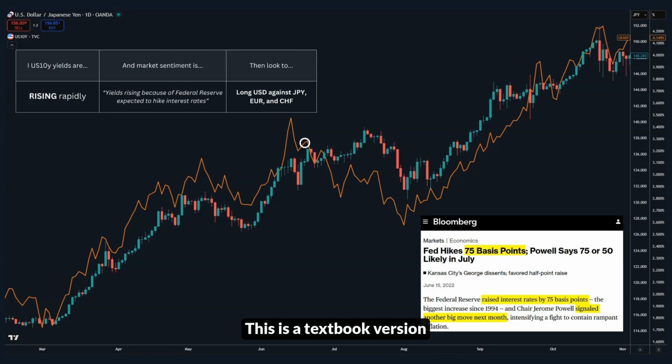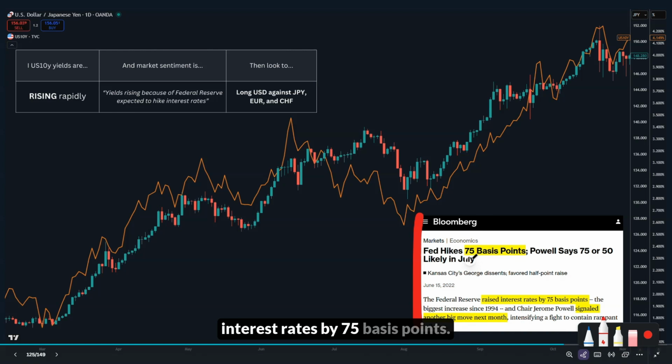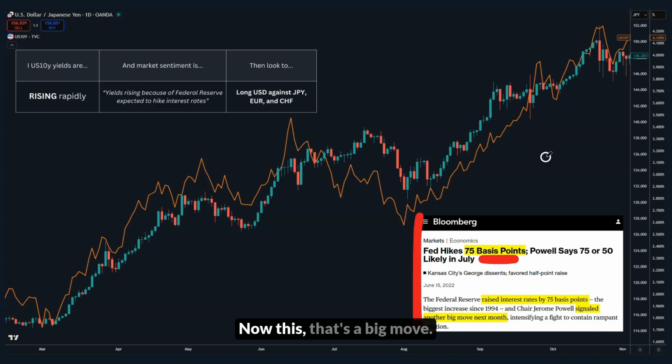So let's look at, for instance, 2022. This is a textbook version to explain what's going on. Now, in this case, the Fed realized that it had its projections about inflation wrong, and so it quickly started to hike interest rates by 75 basis points. Now, that's a big move. Often the moves are 25 basis points. A 75 basis point hike is three times as big as usual.